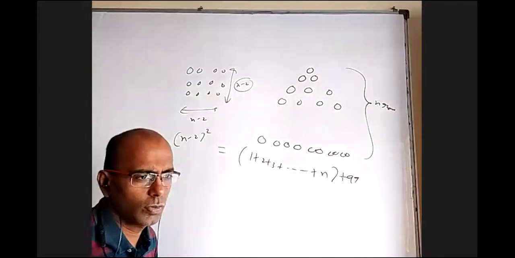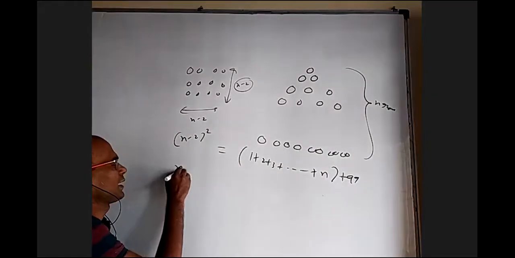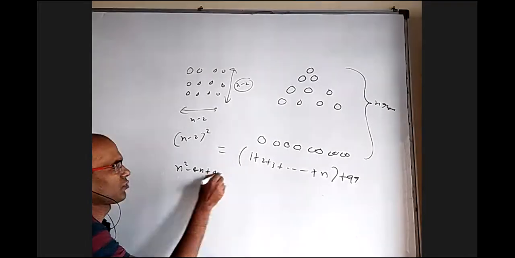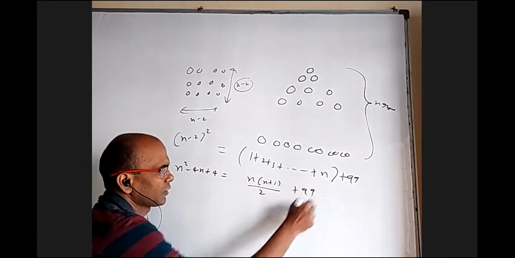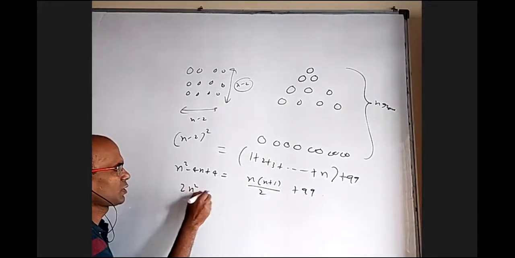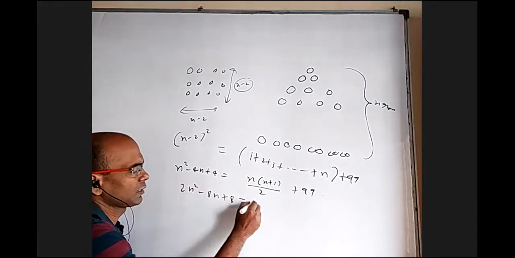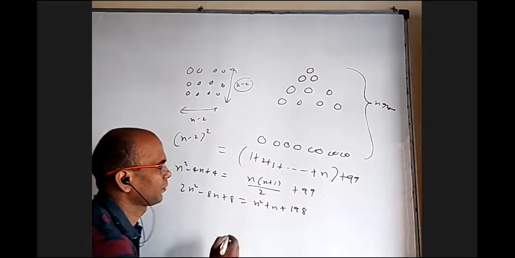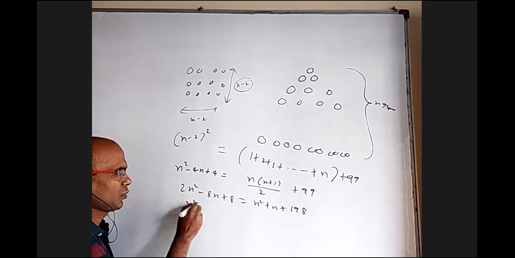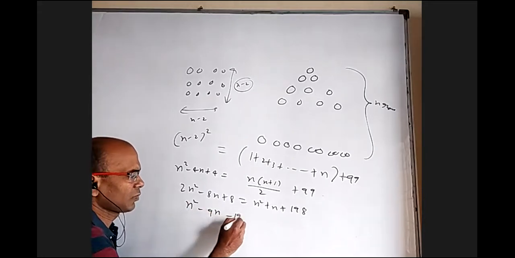I think that's it. The quadratic equation we can solve. n square minus 4n plus 4 equals n into n plus 1 by 2 plus 99. Multiply by 2: 2n square minus 8n plus 8 equals n square plus n plus 198. That is n square minus 9n minus 190 is 0.